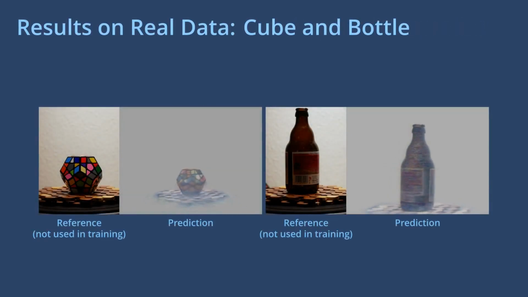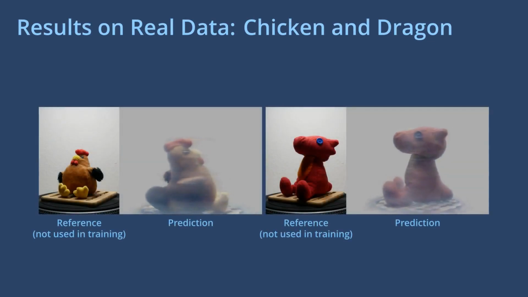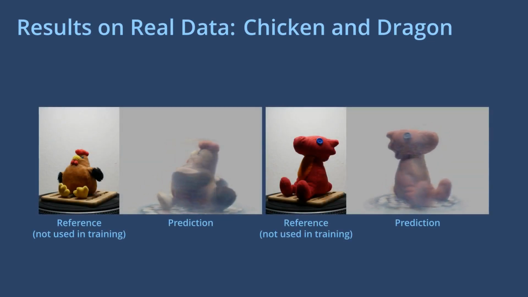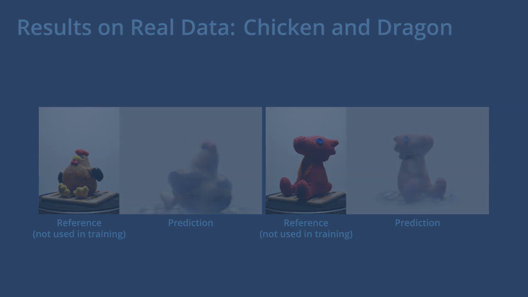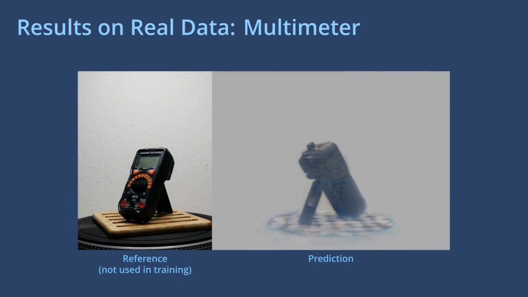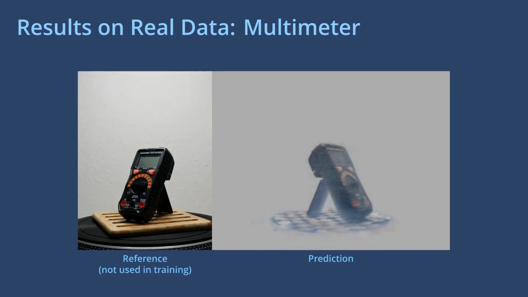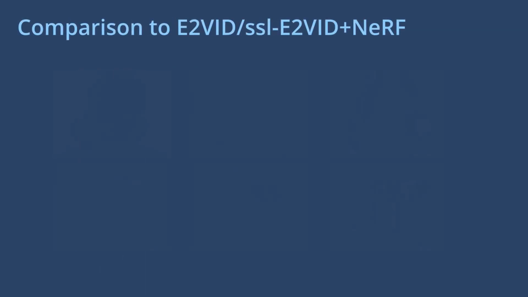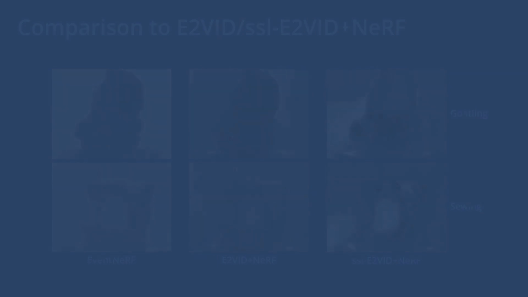In the cube and bottle sequences, we show that we can reconstruct sharp colored details. In the chicken and dragon sequences, we show that EventNeRF recovers details in fuzzy, colorful materials as well. In the multimeter sequence, we show that the model can reconstruct view-dependent effects, such as specular highlights. As with the synthetic sequences, our EventNeRF significantly outperforms our baselines on real data.